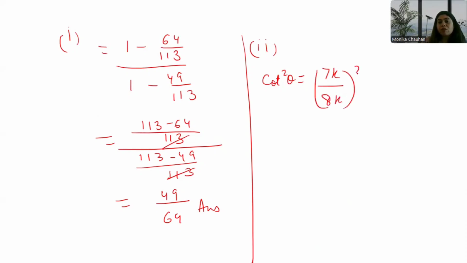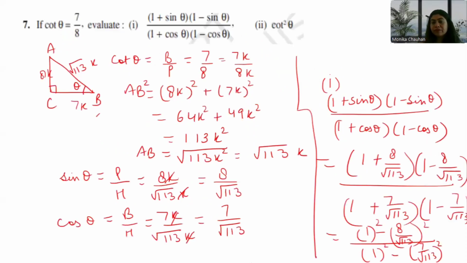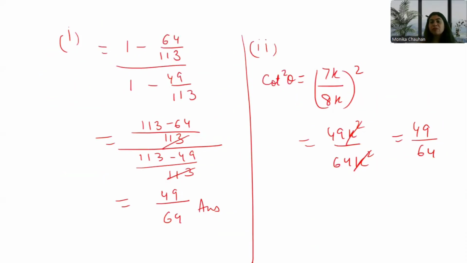So you can make a whole square of it: 49k square upon 64k square. This k square cancels, so you have 49 upon 64. Okay, so that's my answer. Interestingly, in the first and second part, both the answers are the same. Though they have not asked you to prove that both the sides are equal, here both of them have come out the same.